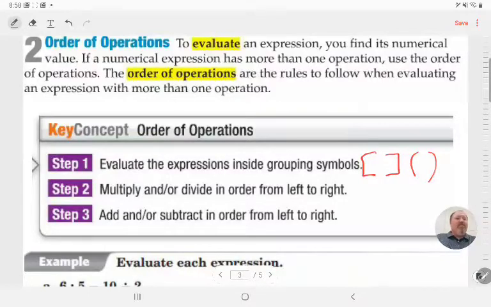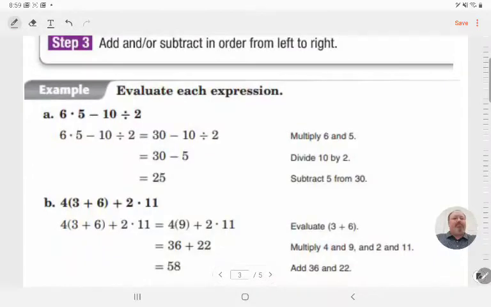Okay, so those will come first. Then you have your multiplication and division. And remember, you go from left to right. Okay, and then step 3, you do add or subtract from left to right. So remember, multiplication and division before addition and subtraction. So let's take a look at that.